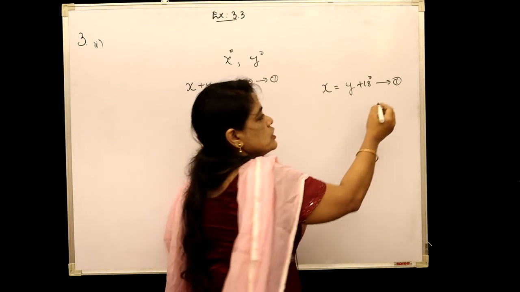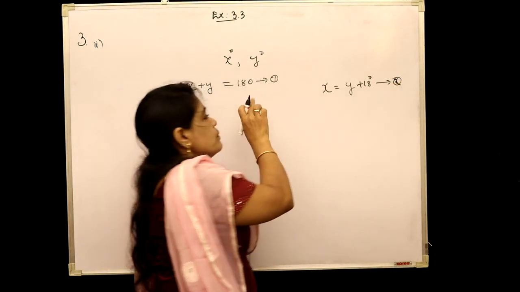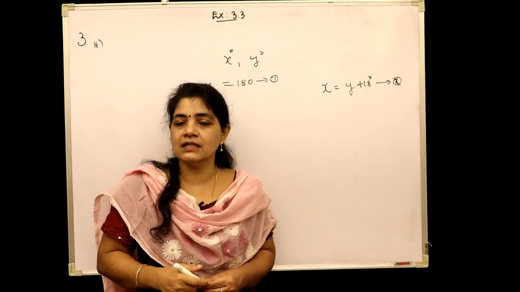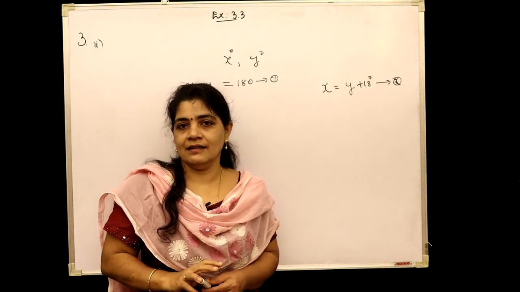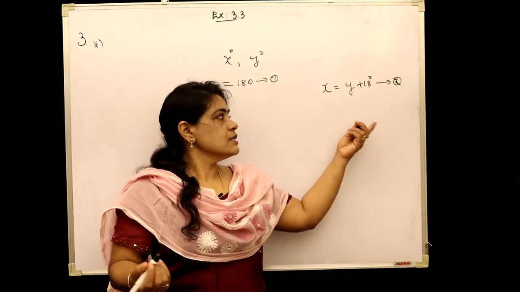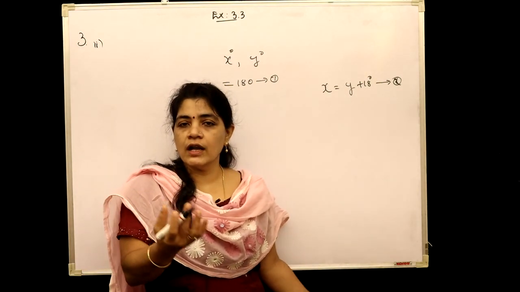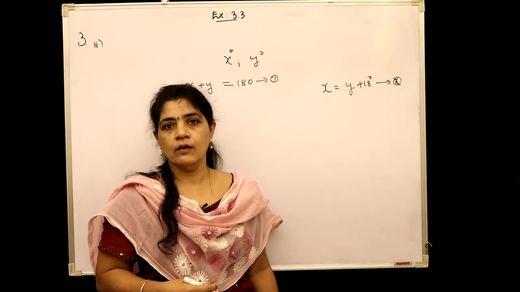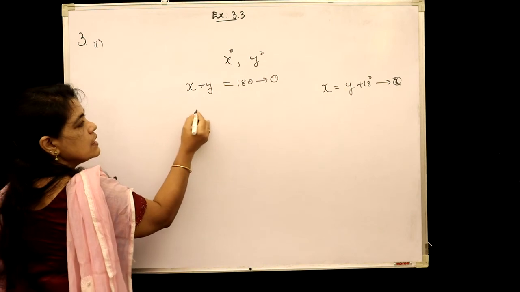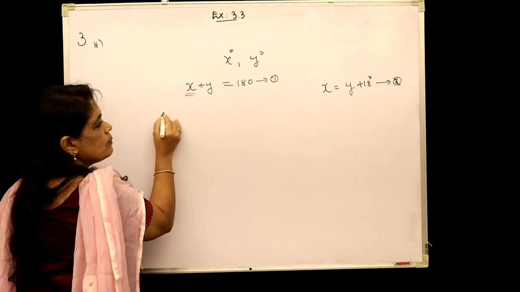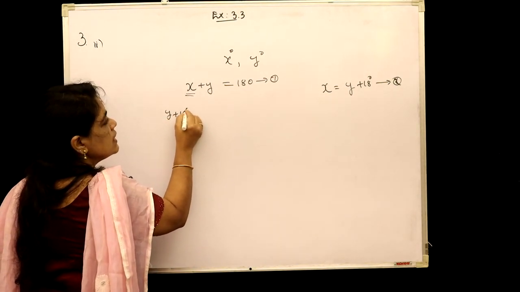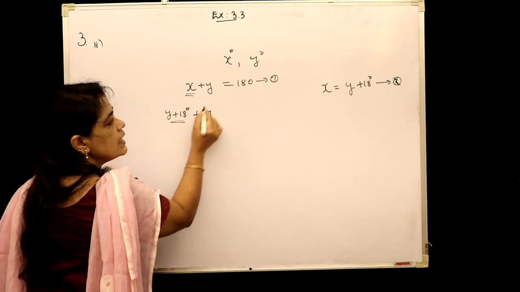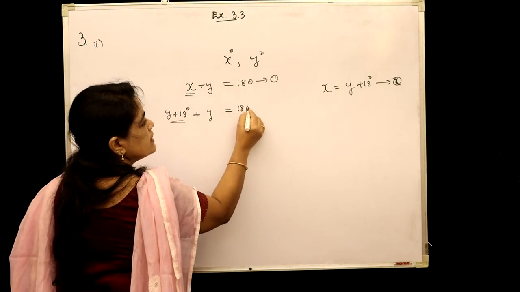This can be equation number 2. And x plus y is equal to 180 is not stated in the problem, but it is understood since the angles are supplementary to each other. So the next step is very simple. We can just substitute the value of x as y plus 18 in equation 1. So x is replaced with y plus 18 degrees, and y plus 18 plus y is equal to 180 degrees.